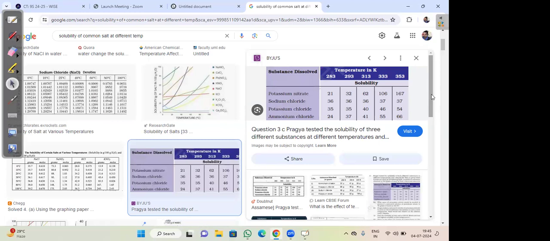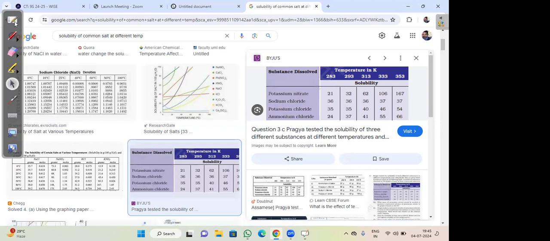Okay. So can we observe for all the salts that their solubility increases with the increase of temperature? Can you observe in the table that the solubility of all the substances is increasing with the increase of temperature? Yes, sir. For potassium nitrate, it was 21. Solubility is directly proportional to temperature, as it increases the space between the particles. It also increases the molecular motion, therefore the solubility increases.